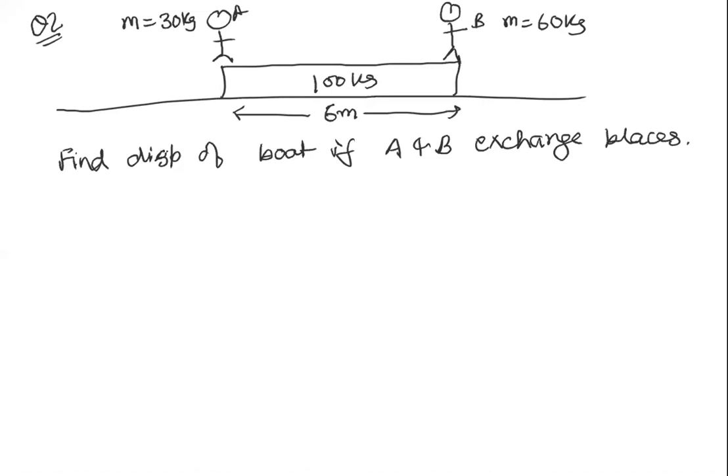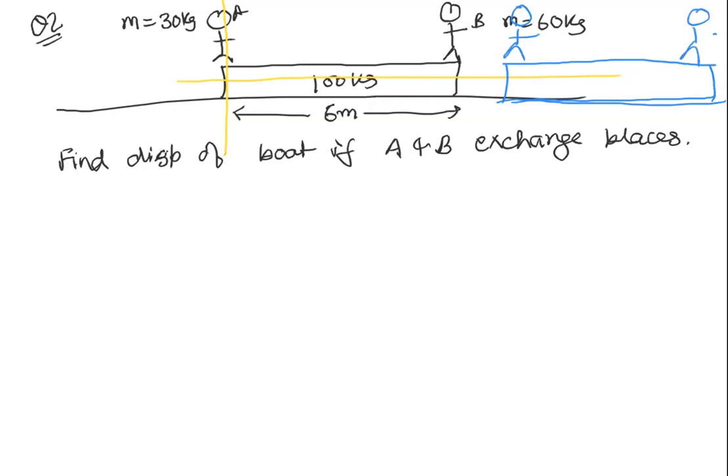Right. So again, same procedure. Let the coordinate axis be here. And let the final picture be here. I'll make the final picture far away so that there is no confusion. So one guy is here. One guy is here. This guy has a mass of 60 kg. This guy has a mass of 30 kg. The center of mass is here. They've exchanged places.